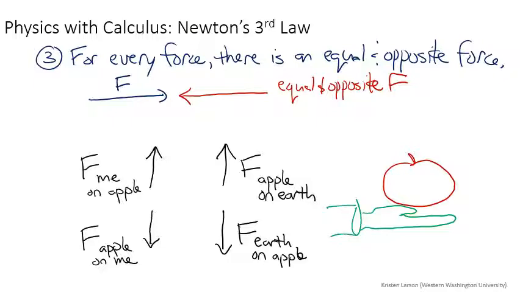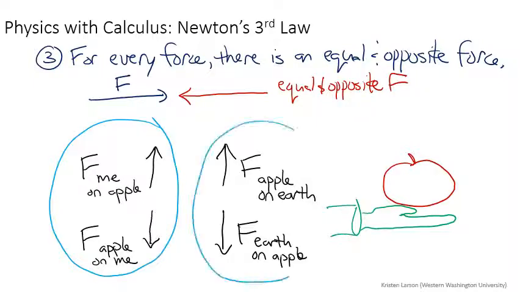So Newton says that these two are equal and opposite, and these two are equal and opposite. What we mean by equal and opposite is that the things that are being done to and the things that are doing the doing are switched. Those are the Newton's third law pairs.